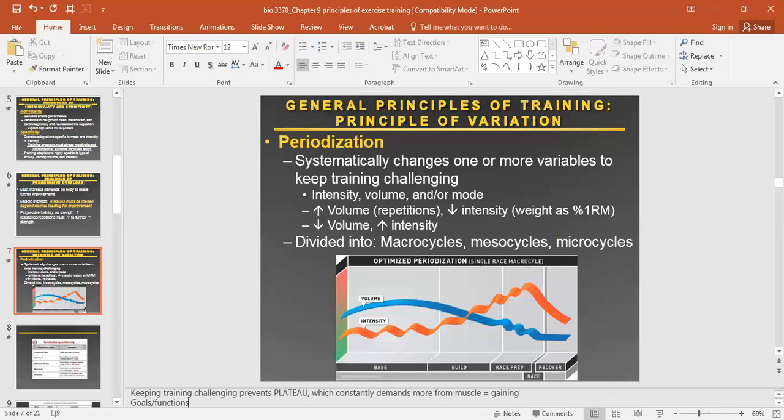So the goals or functions of periodization are to keep training challenging, as noted here, but also prevent boredom. Think about college athletes that we have in a training room every day, or think of anybody. If you do the same thing every single day or multiple times a week, over time it just gets boring. So messing around with a periodization program can be really helpful in preventing boredom. But it also prevents overtraining, which prevents injury.